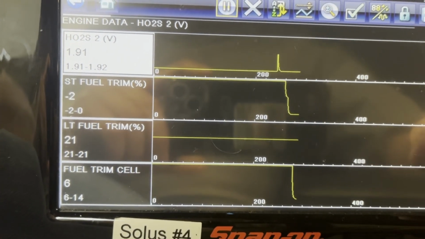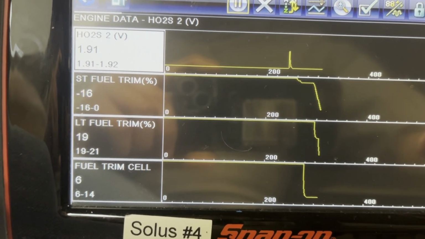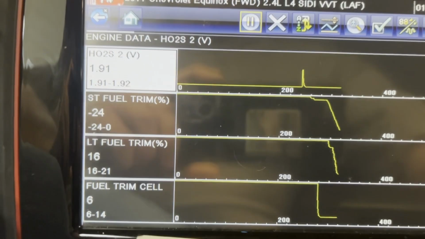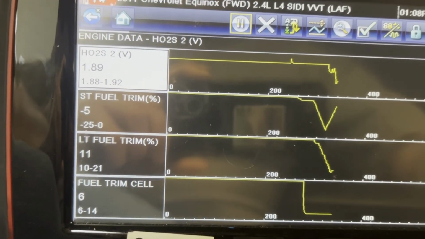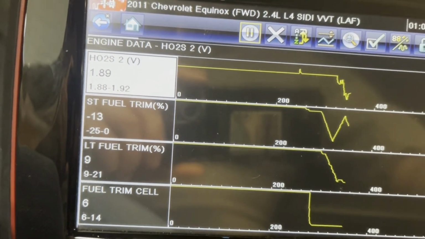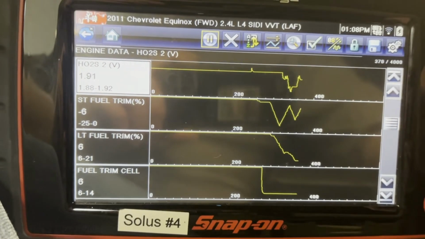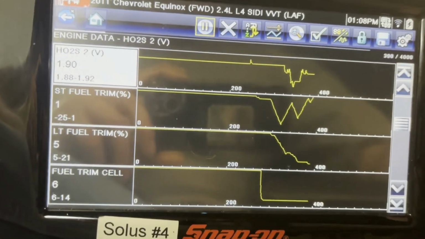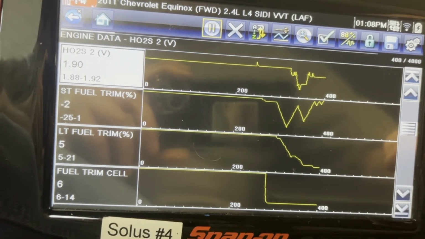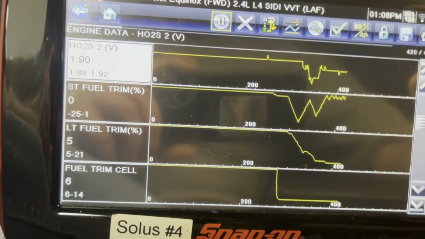So here you can see our long-term fuel trim. It's going to start going down. Our short term is going to start going down. And our fans are on constant since the sensor is unplugged. And here still trying to get it close to zero, and let's see what happens when we blip the throttle.